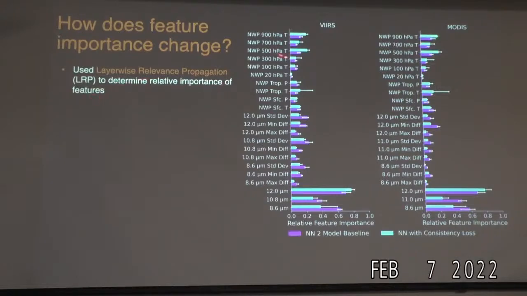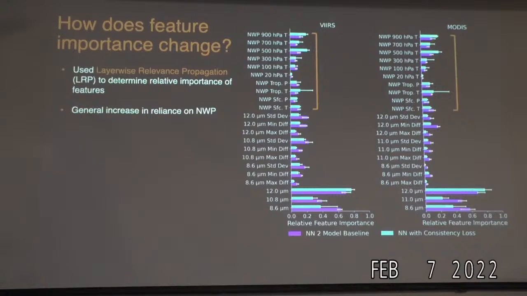Features included in this model were sparse NWD temperature profile, spatial metrics derived from the infrared channels, and the infrared channels themselves. And we're looking at the relative feature importance over several model runs, comparing the 2 model neural network baseline to our proposed approach to the consistency loss. What we see is when we add the consistency loss, there is an increase in the usage of NWD data.